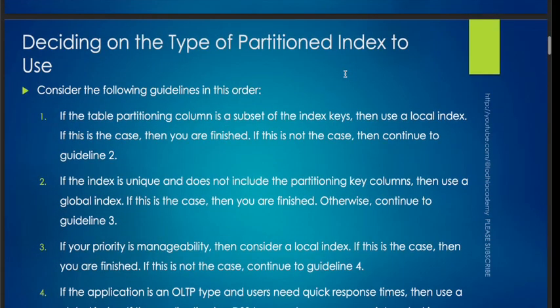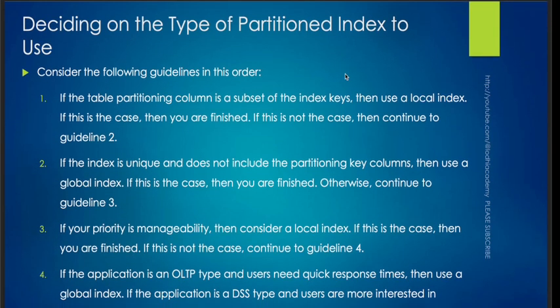Decisions on the type of partitioned indexes to use. The type of partitioned indexes to use should be chosen after reviewing various factors. When deciding what kind of partitioned index to use, you should consider the following guidelines in this order. Number one, if the table partitioning column is a subset of the index keys, then use a local index. If this is the case, then you are finished. If this is not the case, then continue to guideline 2.